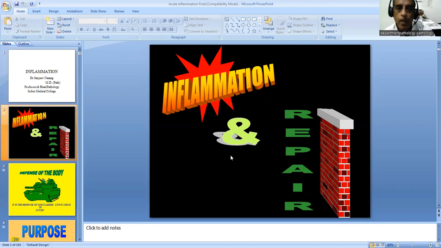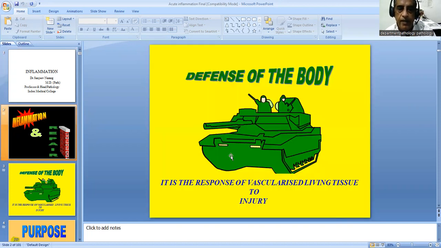And the closely intertwined process with it is that of repair. Inflammation, by definition, is the response of living vascularized tissue to any injury. Now, there are some important conclusions to be drawn from this definition. First is that there needs to be an injury for this response to be mounted. That is the stimulus for the response.